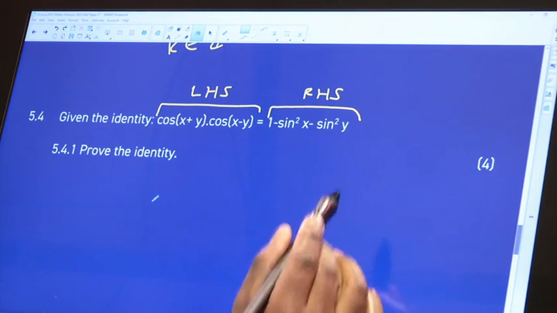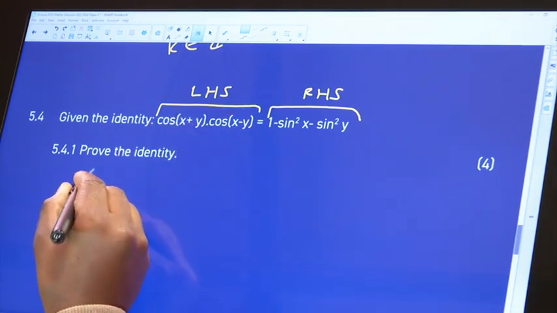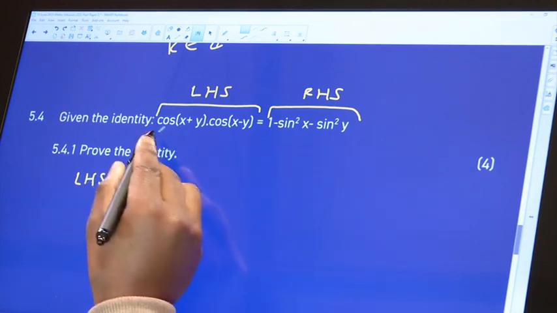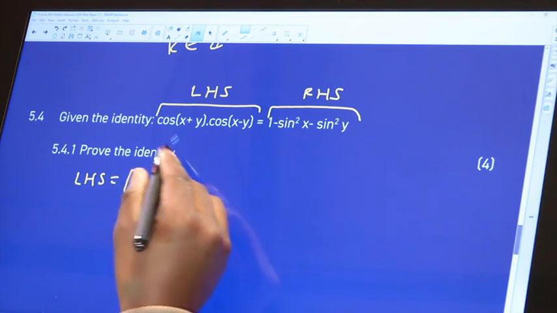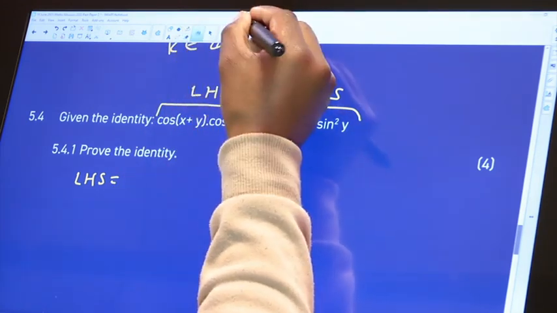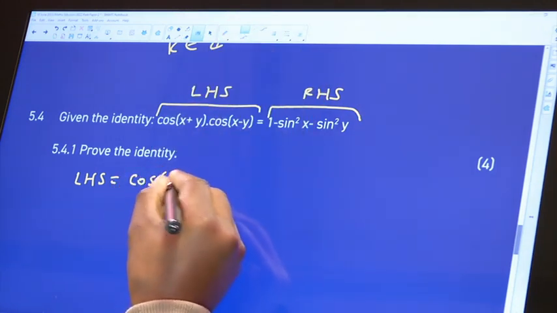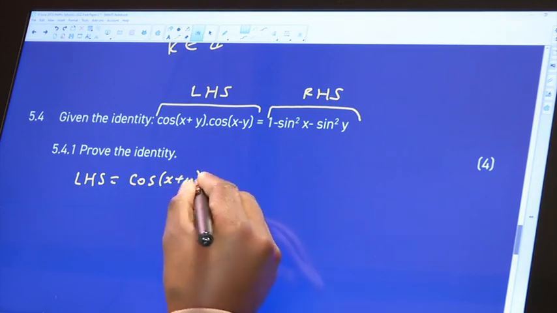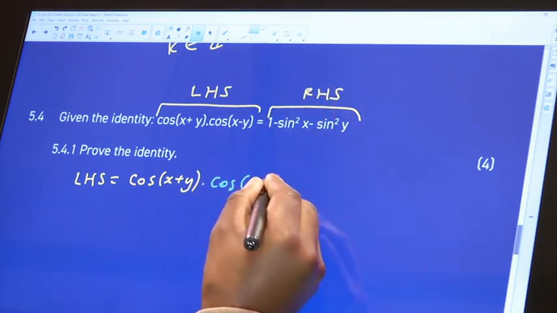You can pick any of the two sides. I want to pick this one because it looks like there's a lot of things we can do. So I'll say the left-hand side is equal to cos of (x plus y). I'm going to expand it. Somebody might want to see that nicer, so let's first of all start by copying it down. I'm looking at the cos of (x plus y), and then I'm going to multiply this with the cosine of (x minus y).